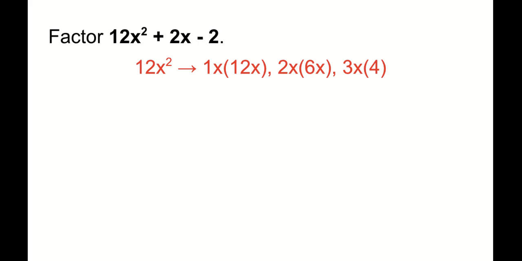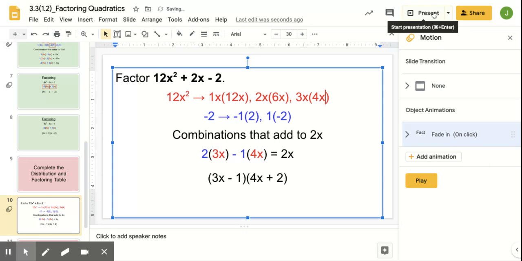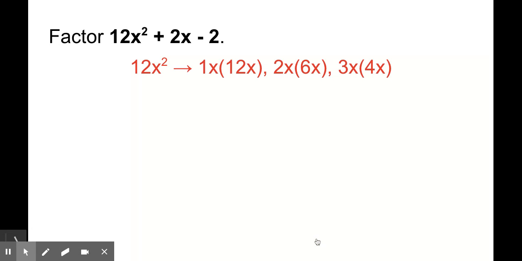Okay, so 12x squared is 1x times 12x, 2x times 6x, and 3x times 4x, right? This should be an x right here. So actually, just let me fix that real fast. Okay, so this should be an x. Okay, so now I have 3x times 4x. Because again, the multiples of these have to equal this first term. So it doesn't make sense that this will just be 12x. It's got to be 12x squared.